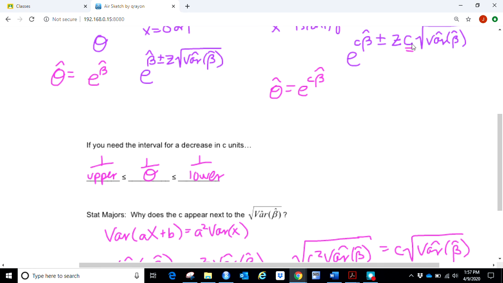Now again, that's just more to explain why it's coming there. Just make sure we don't forget that that c is there. Sometimes c can be 1 and then it kind of feels like it disappears, but it's easier to always feel like that c is there whenever X is continuous or quantitative.